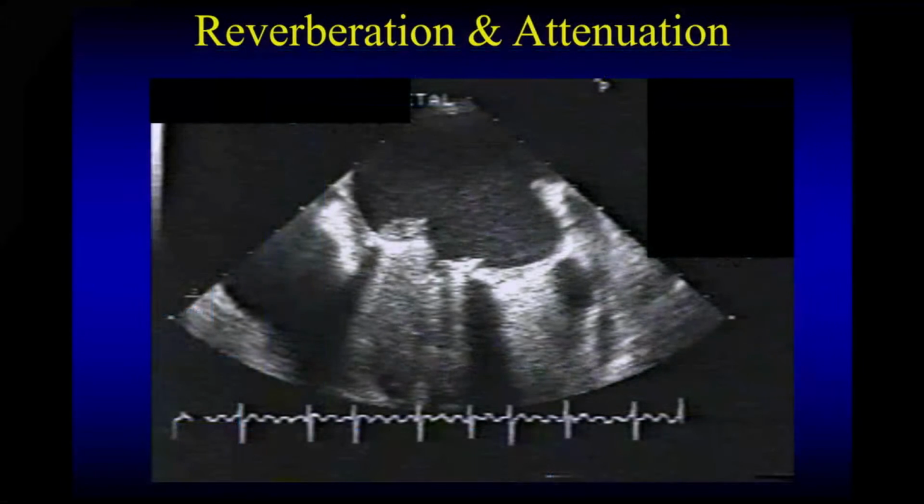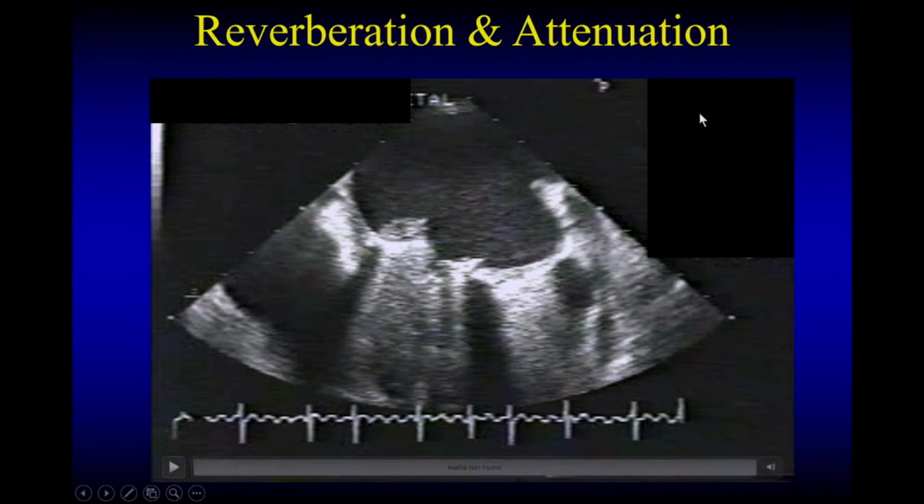A few other things that we notice during examination: reverberation and attenuation. This is attenuation, meaning that the wavelets are coming here, most of them are reflected back, and then you have a shadow behind it, completely shadowed, because if the ultrasound is not penetrating further down, you're not going to be able to reflect much for you to be able to see. The same thing happens for Doppler.